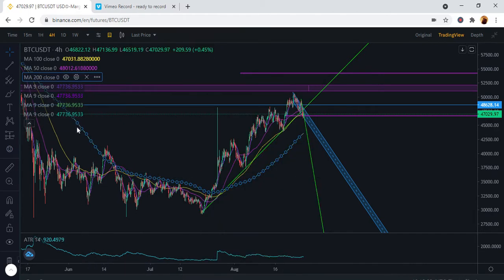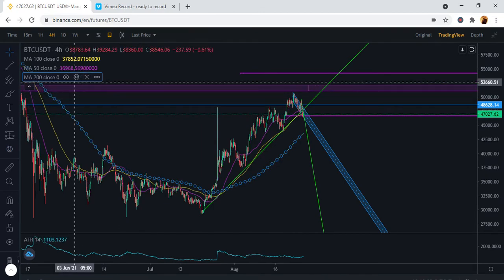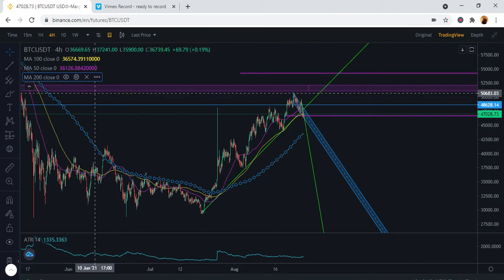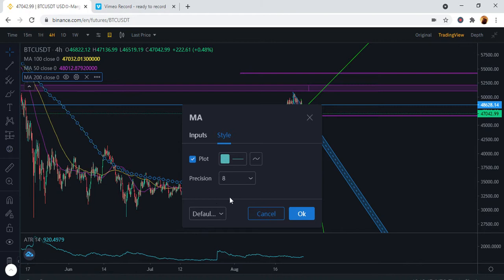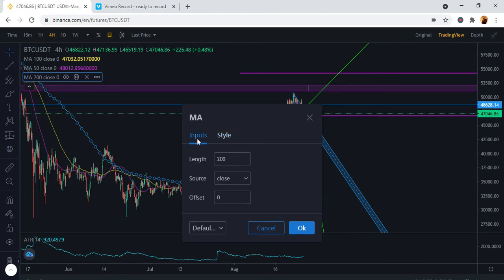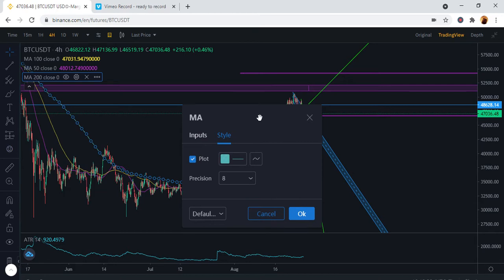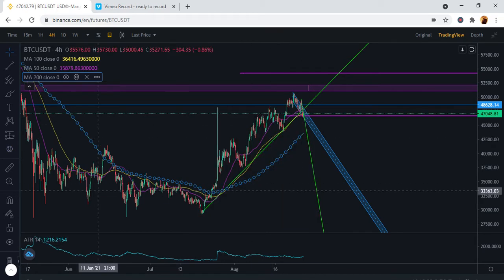I've added way too many, so you just cancel, cancel, cancel, cancel. So to add your moving average, let's assume this is the 9. You could just click the settings button here, and in inputs, you should come to this page first. Enter the length 200, 100, and click OK. And for style, just choose the color you want so that there will not be the same color and you will not be confused. So now we know the trend of the market.